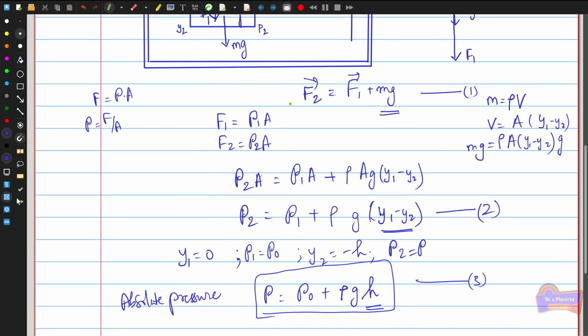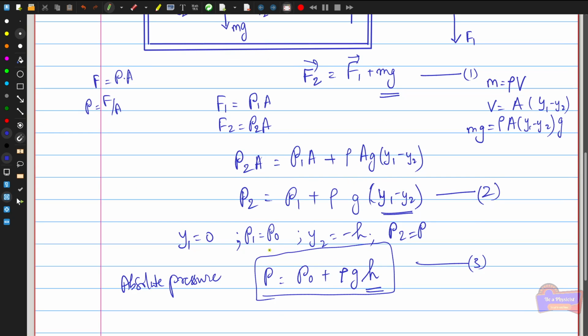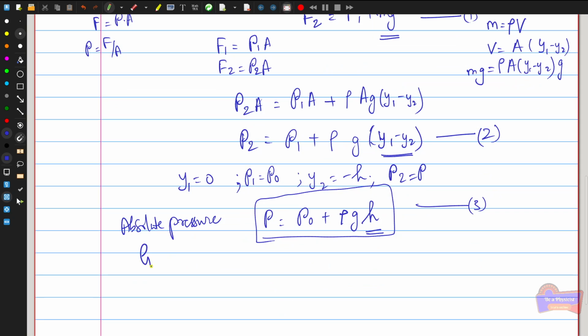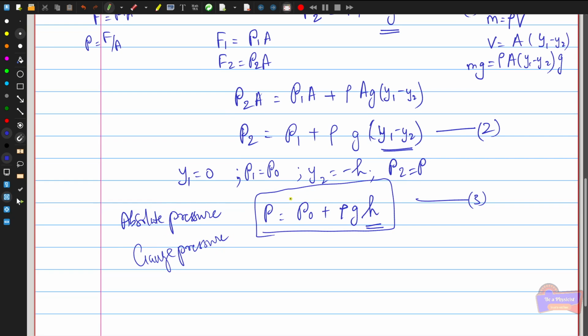the bottom layer. So in general, the difference between this absolute pressure and the atmospheric pressure is called the gauge pressure, which is nothing but the difference between the absolute pressure and the atmospheric pressure.